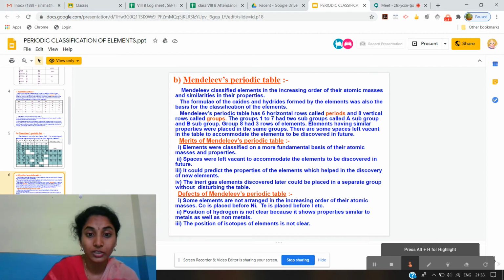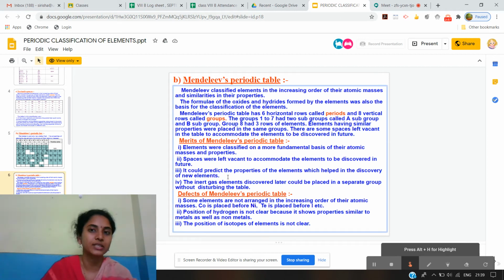So let us see what the merits of Mendeleev's periodic table are. Elements were classified on a more fundamental basis of their atomic masses and properties. The first main merit is that spaces were left vacant. That means he thought for the future, for the next coming scientists also. It could predict the properties of the elements, which helped in the discovery of new elements. As he left spaces, it could predict the future properties of the elements.